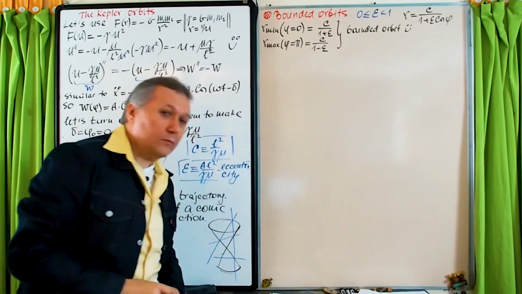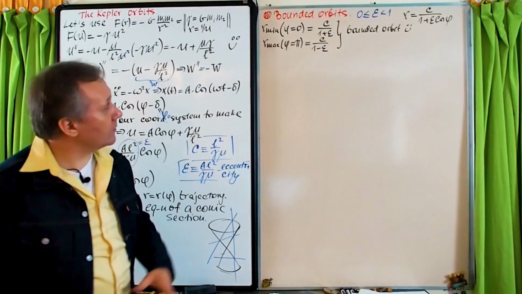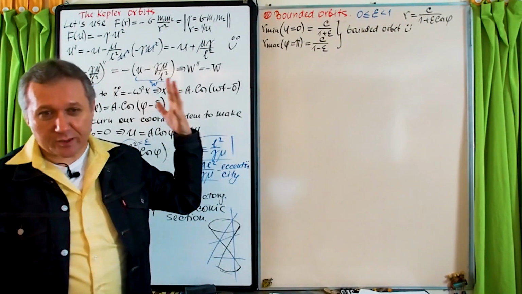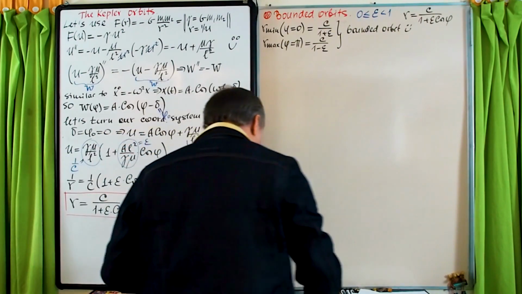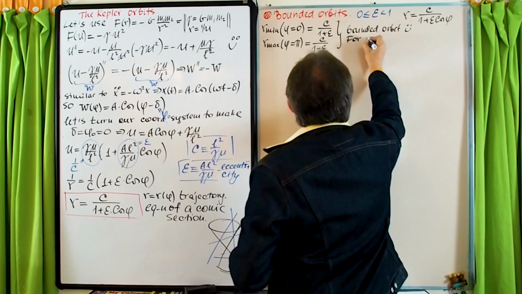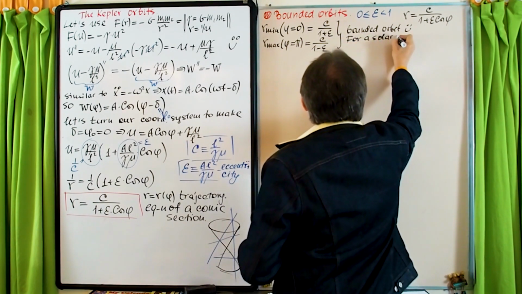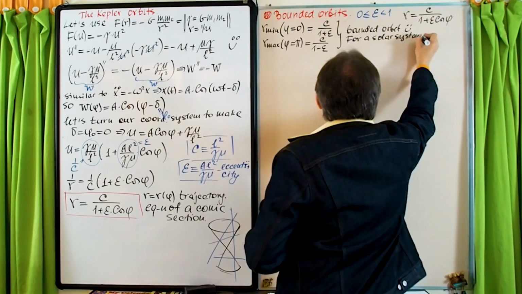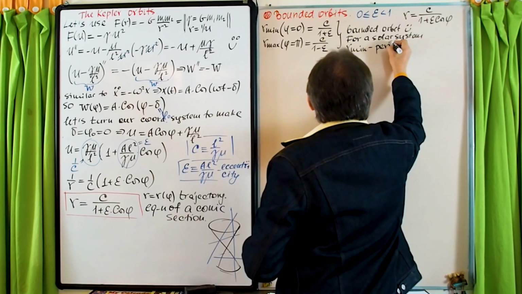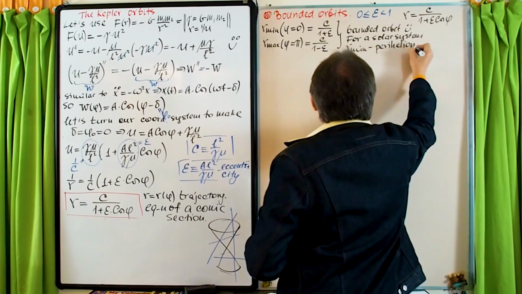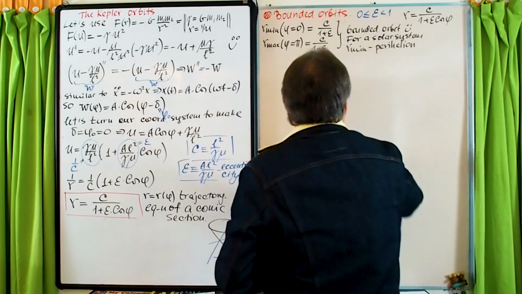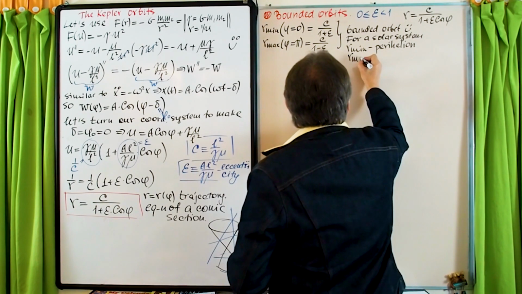Then, of course, for the solar system, our minimum is called perihelion, and our maximum is called aphelion. Maybe I should mention it. For the solar system, r minimum is the perihelion, and r maximum, of course, is called the aphelion.